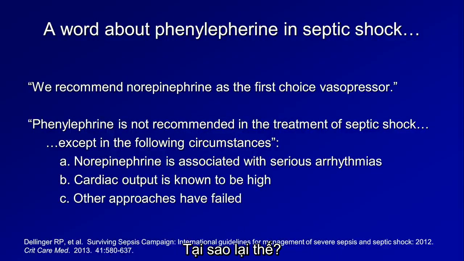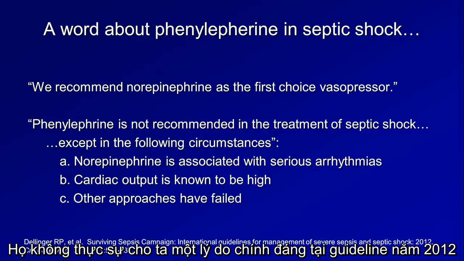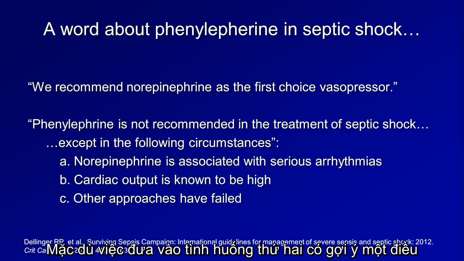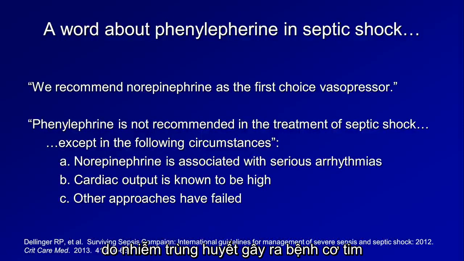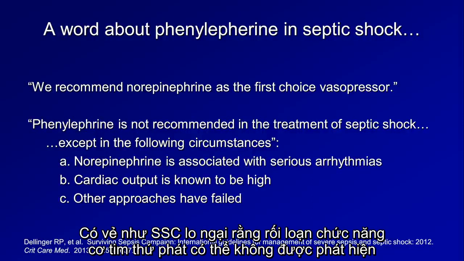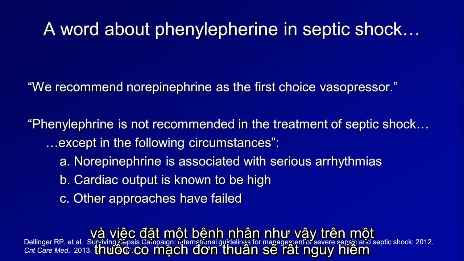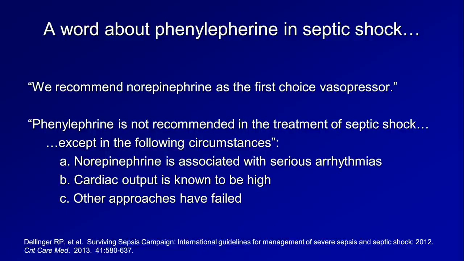So why is this? They don't really give a good reason in the 2012 guidelines, though the inclusion of the second circumstance suggests one. Remember from a few videos ago that septic shock can be associated with transient myocardial dysfunction on account of sepsis-induced cardiomyopathy. It seems like the Surviving Sepsis campaign is concerned that this secondary myocardial dysfunction may go unrecognized, and that placing such a patient on a pure vasoconstrictor would be dangerous.